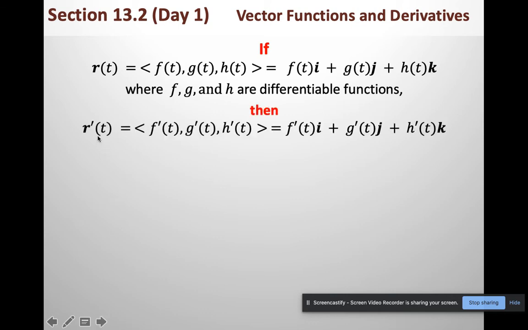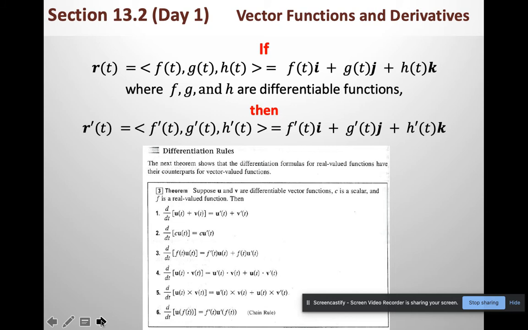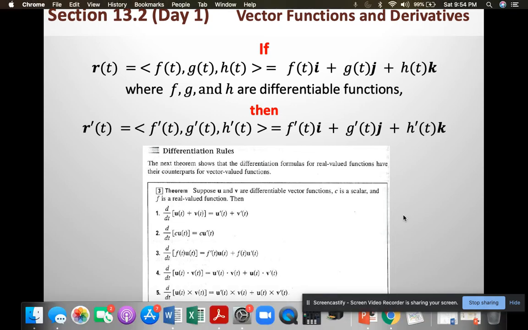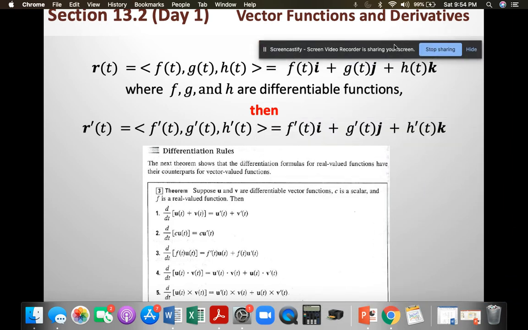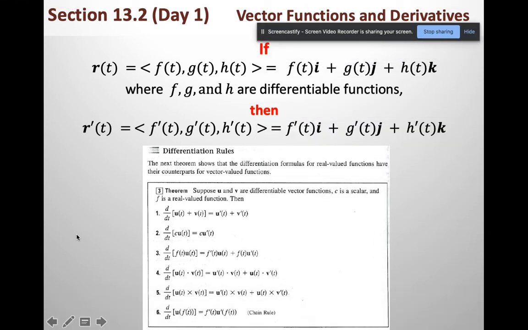Then the derivative of that vector valued function is just the derivative of the separate functions, written in either form, component form or IJK form. And then there's some rules, and these derivative rules should look very familiar to you. Right? They're very similar to single variable calculus. The derivative of a sum is the sum of the derivatives. The derivative of a constant times a function is the constant times the derivative of the vector valued function.